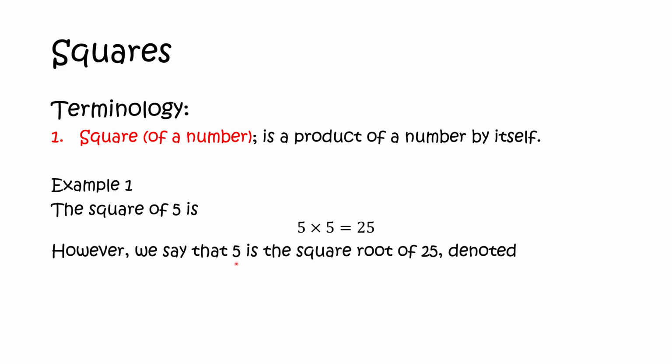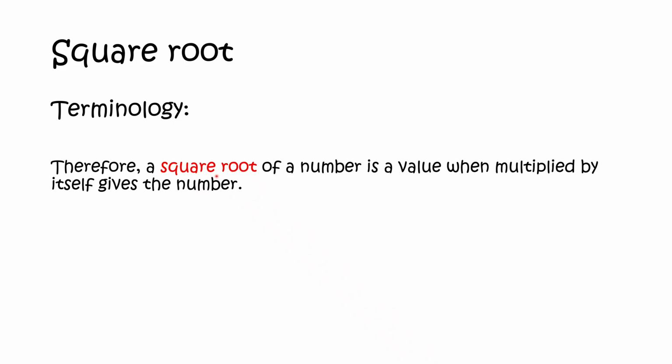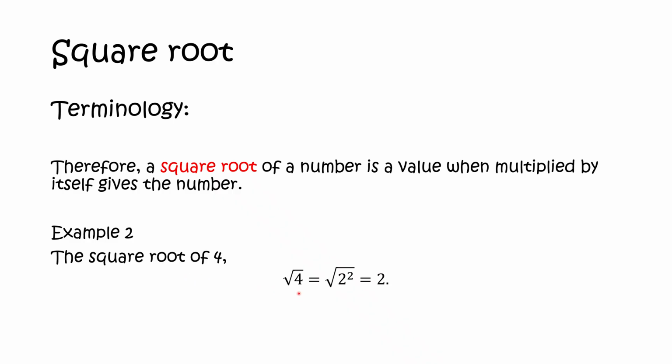However, we say that 5 is the square root of 25, denoted by the symbol: the square root of 25 is equal to the square root of 5 squared, which is equal to 5. The other thing, a square root is a value which, when multiplied by itself, gives the number. Example 2, the square root of 4, that is to say, root 4 is equal to root 2 to the power 2, which is equal to 2.